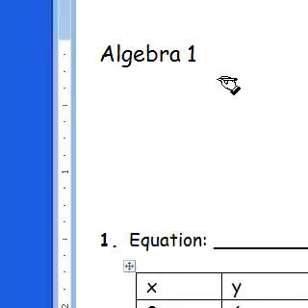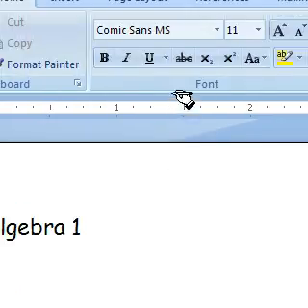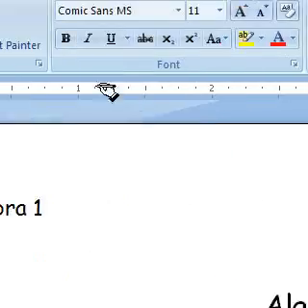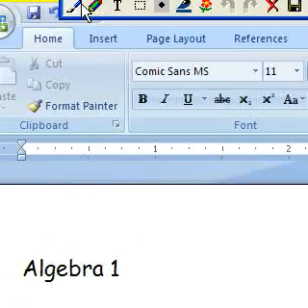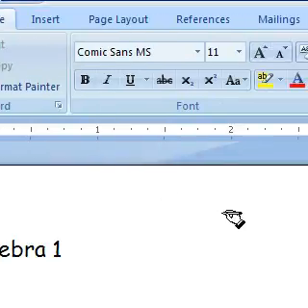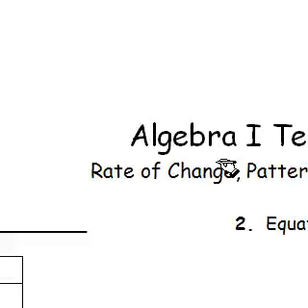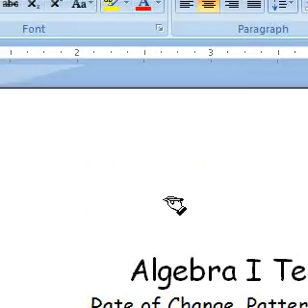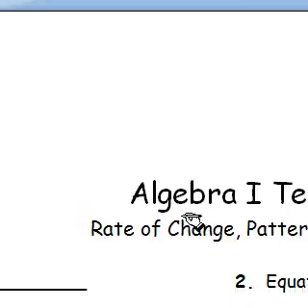Okay, welcome to the Algebra 1 Test 4 review. This is the first test of the quarter, so you might want to pay attention. Alright, let's start over here. What we are talking about today is rate of change, patterns, and direct variation. And we're going to be looking at a few different representations: table representations, graphical representations, analytical representations, and numerical representations.